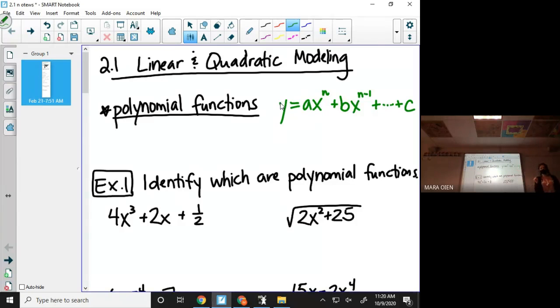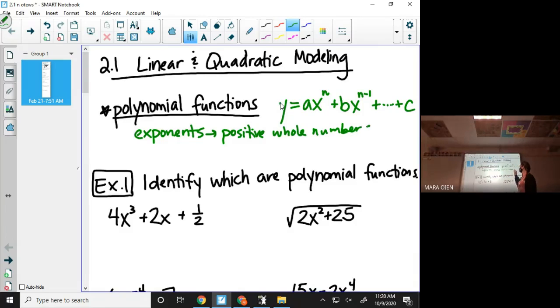A quadratic would be a polynomial function. A cubic would be a polynomial function. Basically, I need that any exponents here be positive whole number exponents. So variable exponents should be positive whole numbers.